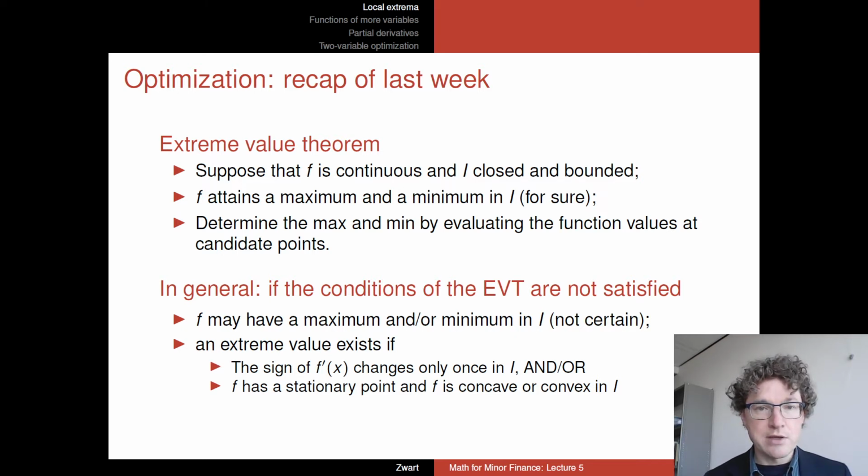And we found two useful rules here. One is that an extreme value exists if the sign of the derivative, so the sign of f prime, changes only once from plus to minus or from minus to plus in that interval. And also if we know that this f has a single stationary point, and this f is a concave or convex function on I. So remember, concave or convex means either a negative or positive second derivative of this function f. So if you have either of those satisfied, then we could still conclude, oh, here is apparently some maximum or minimum, even though we cannot apply the extreme value theorem to this particular case.